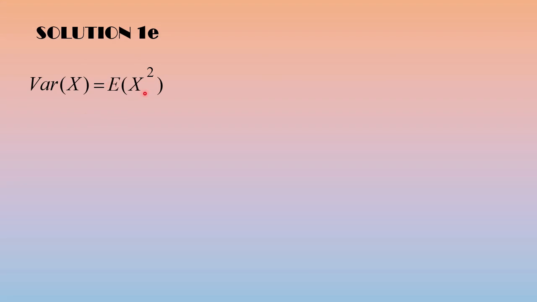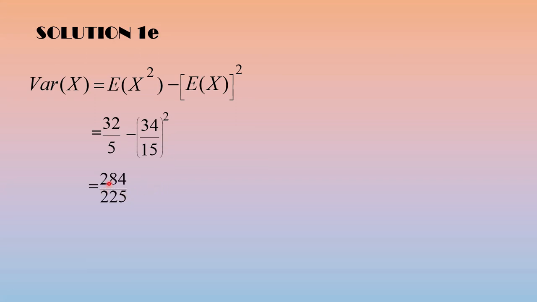Okay, now we continue with 1e. Next, we will find the variance. The variance is given as the expected value for x squared minus the expected value for x, squared. Expected value for x squared is given as 32 over 5 minus the expected value for x, which is 34 over 15. You need to square here. Simplify, you will get 284 over 225.